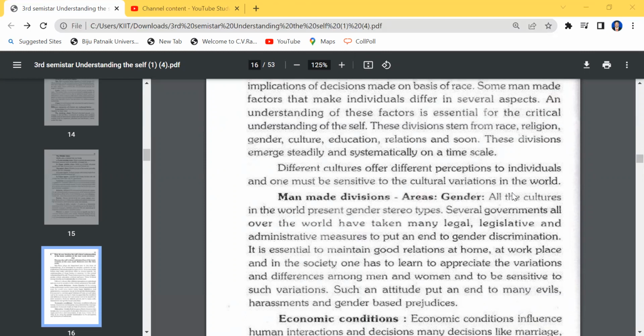Such an attitude would put an end to many evils, harassments, and gender-based prejudices.